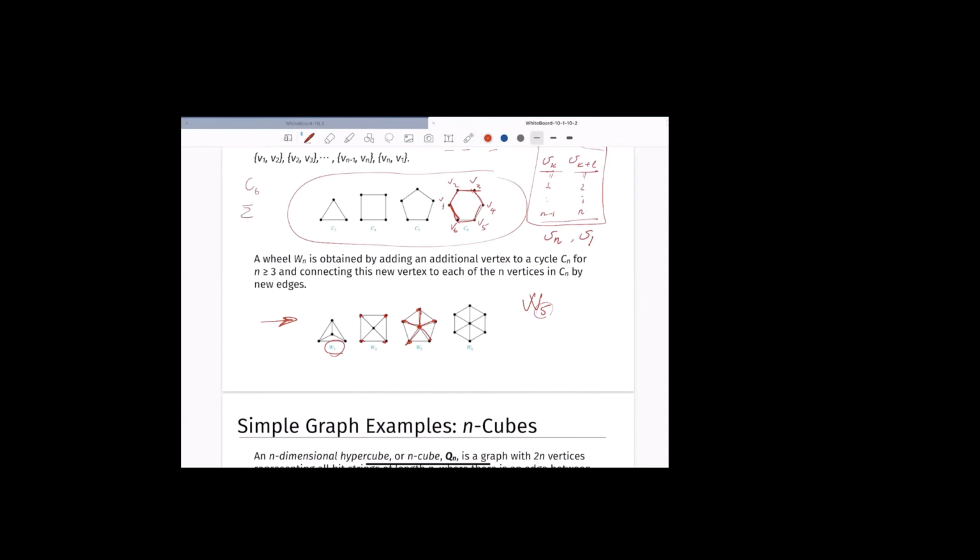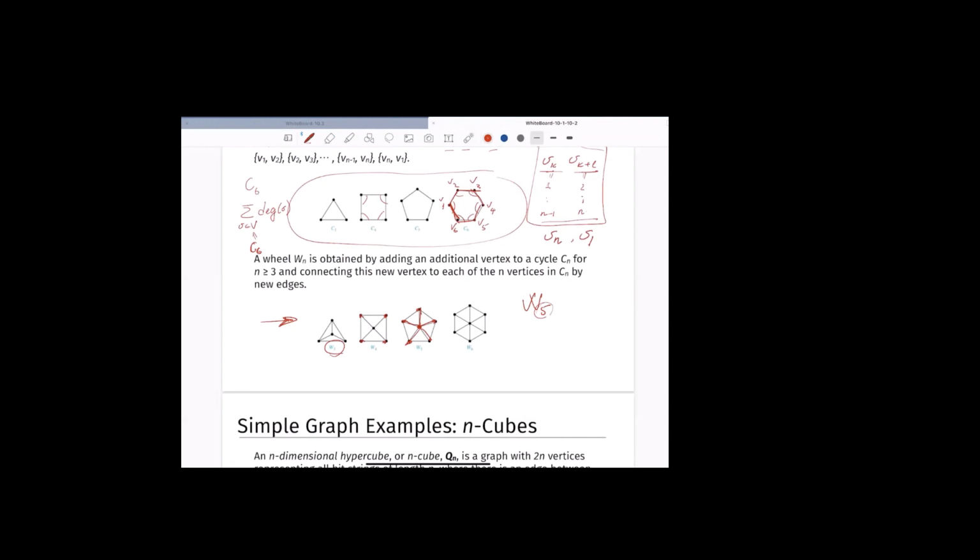By the way, what's the sum of degrees of the vertices in C6? What's the sum of all degrees? 12. Sorry. Yeah. Is it 12? Good point. I don't mean to make it a trick question, but I guess it's a trick question. So 2, 2, 2, 2, 2, 2. Each one has degree 2. So yeah, okay, that's not a trick question.